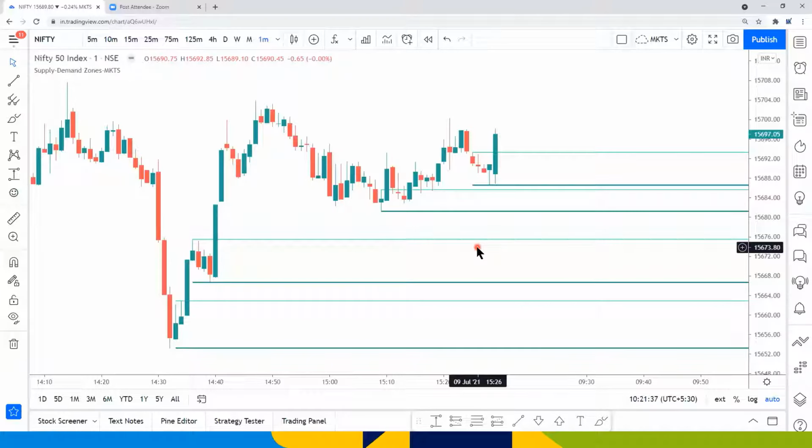Santosh says, why is the supply zone in DLF not formed? It may not be fitting the criteria. Ravi says in the free version, if you've already used more indicators, it may not work. I'm not aware of that, Ravi. You need to check the restrictions on the free version.